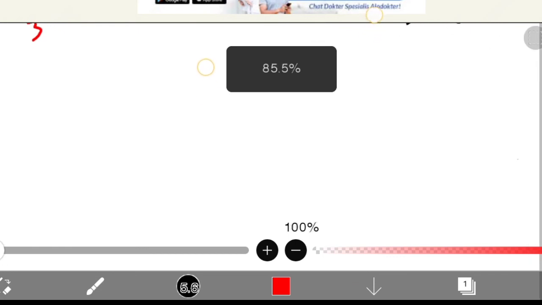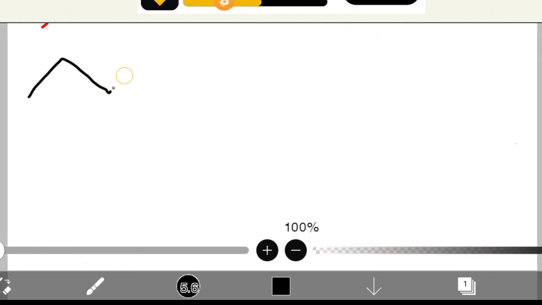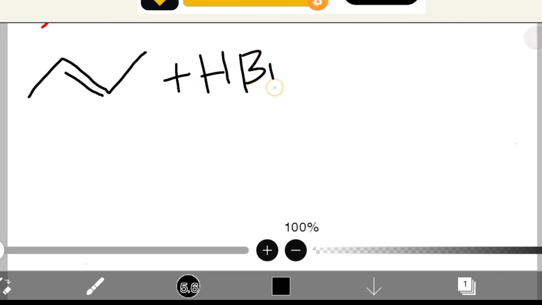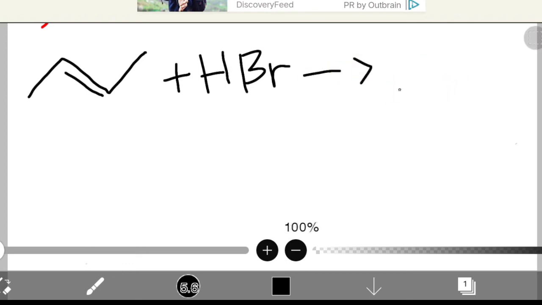And the last example, there is an alkene, but this is a symmetrical alkene, and HBr in the absence of peroxide. In this reaction, we will not use Markovnikov or anti-Markovnikov, because Markovnikov and anti-Markovnikov are used for unsymmetrical alkenes only. So it will be just like this.